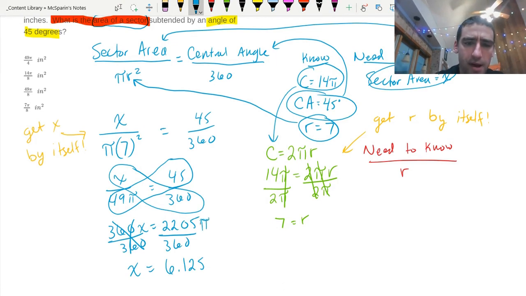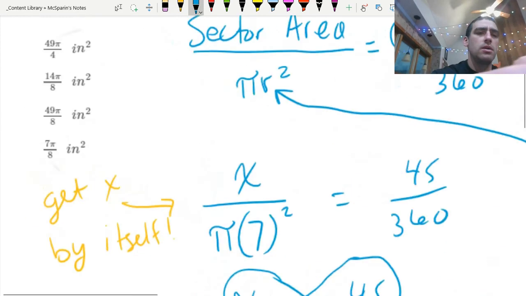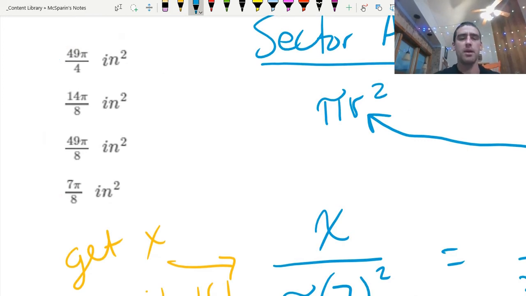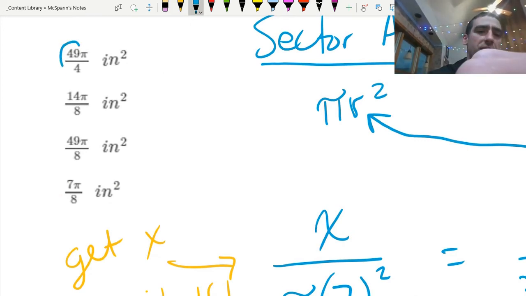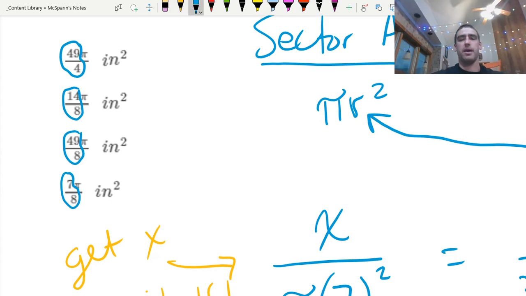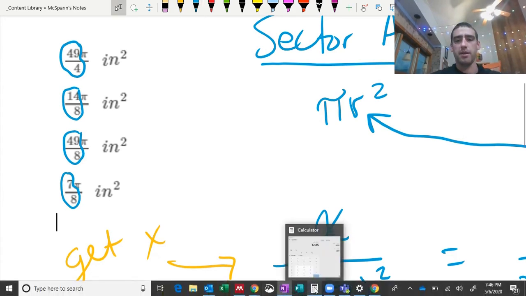Guys, I almost forgot that. 2205 times pi. See that pi right there? I almost forgot about that. This is 6.125 pi. Now, you're going to notice see how none of these are 6.125 pi? That's okay. I'm going to put each of these in the calculator. I'm going to do 49 divided by 4, 14 divided by 8, 49 divided by 8, and 7 divided by 8.